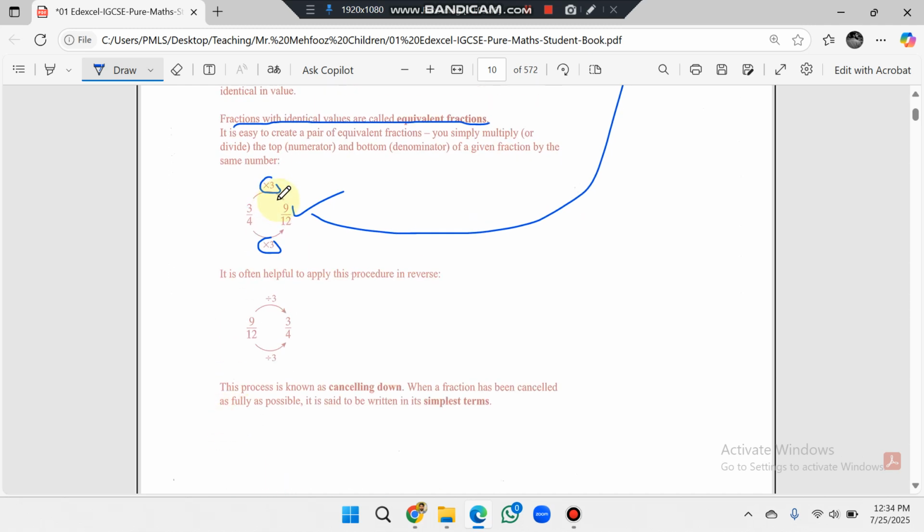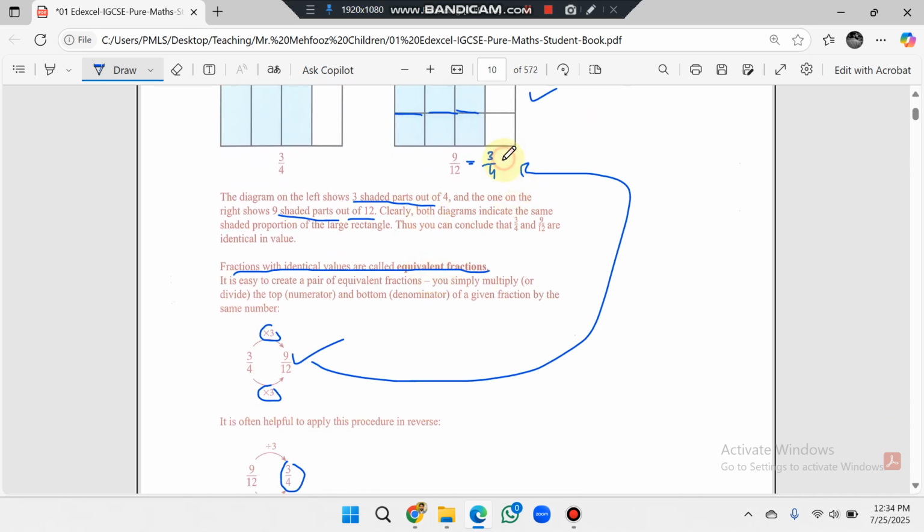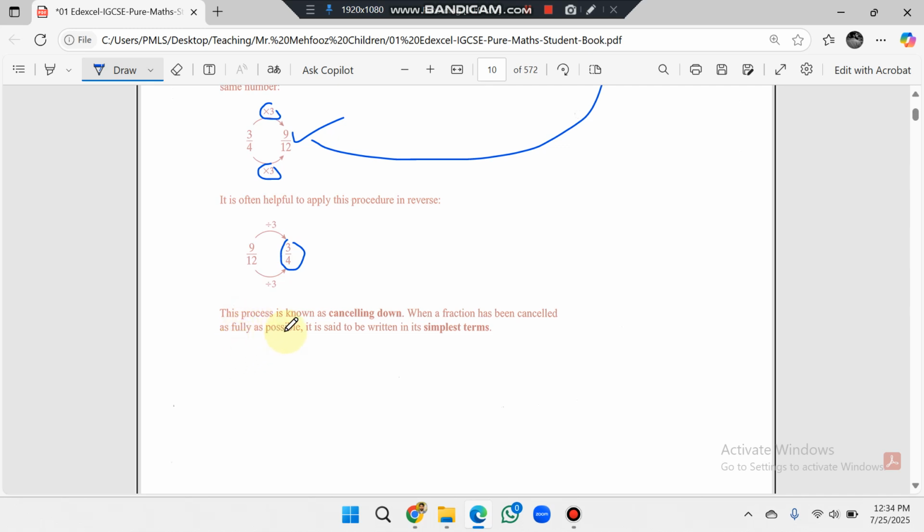And also if you have 9 over 12, you divide the numerator by 3 and also the denominator by 3, you get the first fraction, that is 3 over 4, right? Which we have discussed in that case. After that, the process is known as cancelling down. When a fraction has been cancelled as fully as possible, it is said to be written in its simplest form. If we do not have any term which can be cancelled out in the numerator and denominator, it means that the fraction is in its simplest form, right?